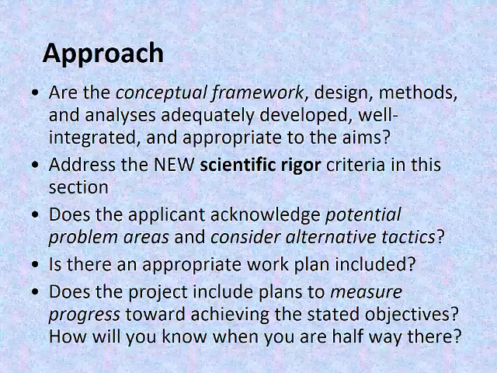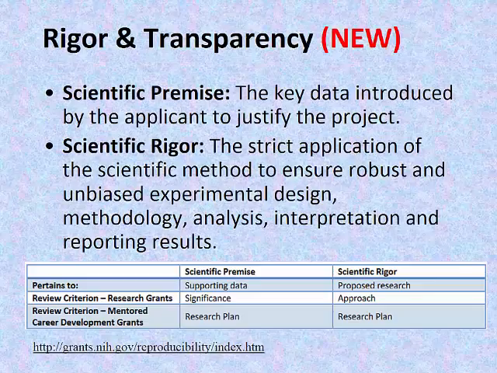Anything you don't write down, they assume you don't know about, okay? And so you're always in much better shape raising your own flaws, not to a ridiculous extent, but the major ones, and then saying what your rationale is for what you selected. Work plan needs to be included. How are you going to measure progress? So this rigor and transparency is a new section.